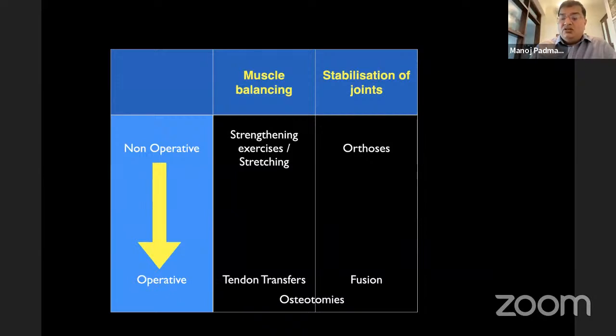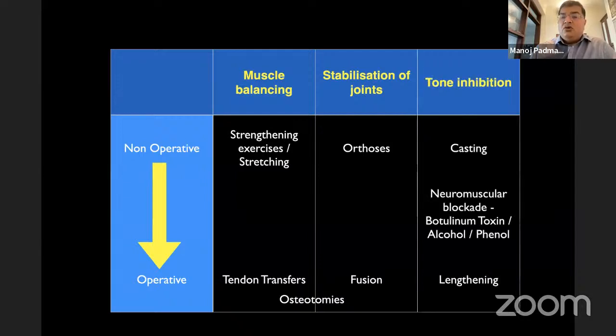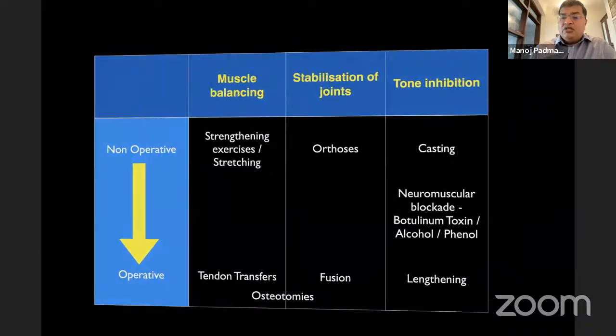We have tended to move more towards osteotomies rather than fusion to stabilize foot deformities, because if you fuse a joint, let's say the subtalar joint, the force gets transmitted to the adjoining joints, the ankle as well as the metatarsal joints, and therefore the deformity just gets transmitted further down or further up. And the other option, of course, is tone inhibition for correction. These principles apply to all neuromuscular foot deformities.